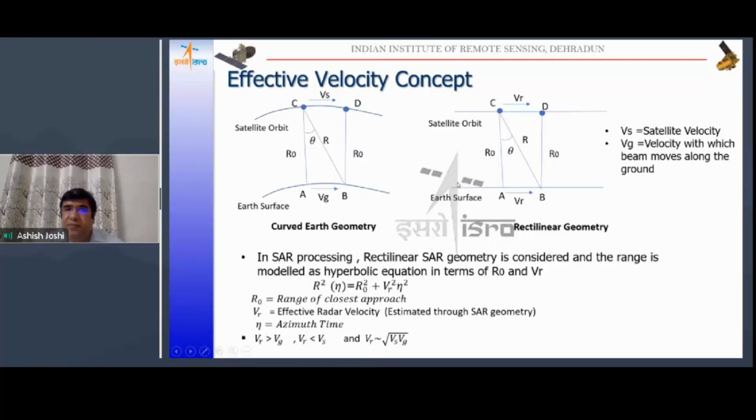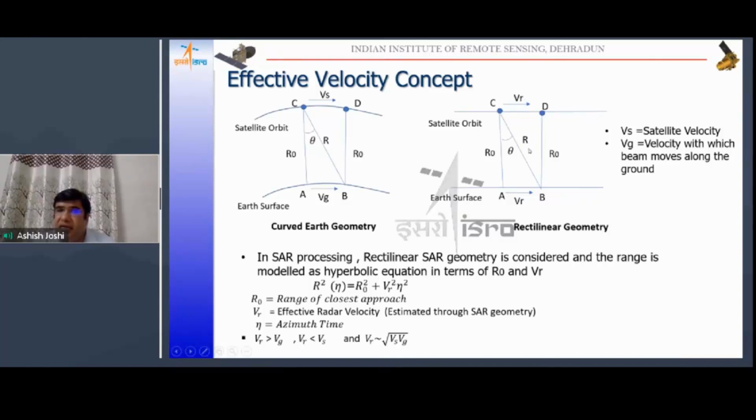For simplicity and for mathematical modeling purposes, we will assume the satellite orbit as a single straight line and the Earth surface as a plane, and we will derive some mathematical relationships. This is called the rectilinear geometry, and the other is called the curved Earth geometry. Now, assuming the rectilinear geometry, the satellite velocity is replaced by the relative velocity, called VR, which is called the effective velocity.